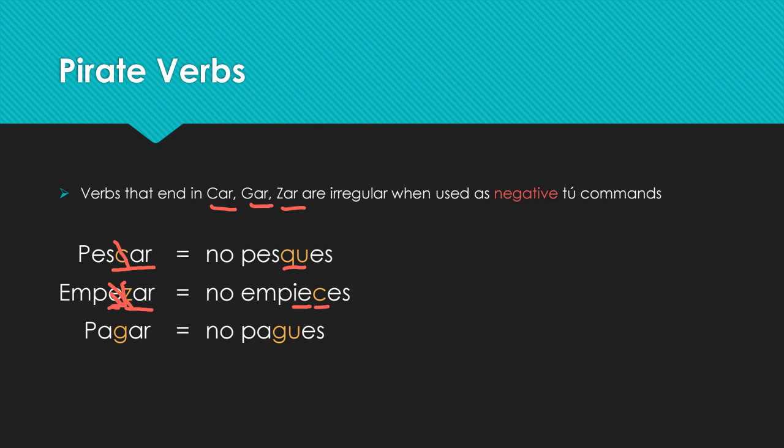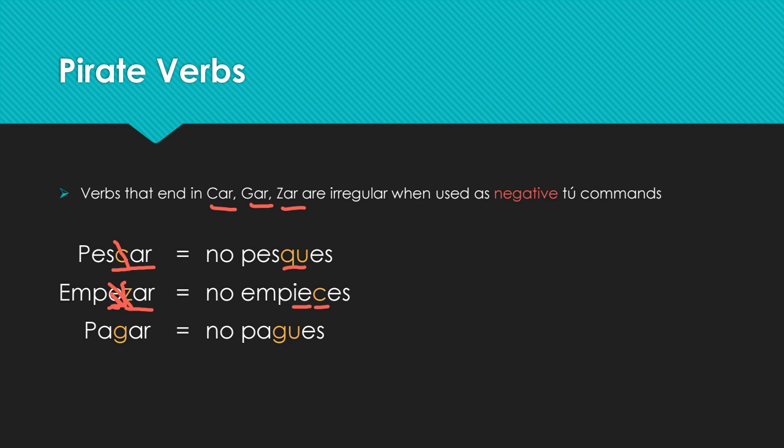And so if I'm telling you don't begin, maybe I don't want you to start the test. Tú no empieces la prueba. All right. So, hey, you don't start the test. I need to remember to change the E to an IE because it's a stem changer. I need to change the Z to a C because it's a car-gar-zar verb. It's a pirate verb. And I also need to add my opposite ending. So there's 3 things I need to do, and I need to be very careful that I do all 3.